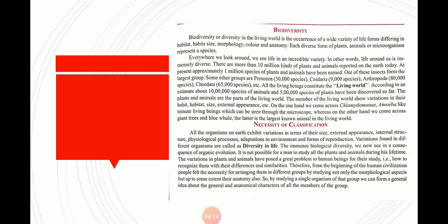There are 10 million kinds of plants and animals on this earth, 30,000 species of protozoa, 9,000 species of cnidaria, 65,000 species of chordata, and so on, which comprise the biodiversity. Hence, it becomes very difficult to study each of these organisms with respect to their anatomical, physiological, morphological, and adaptational behaviors. Therefore, a most important characteristic of living things and biodiversity is their classification. Classification helps us to arrange organisms into different groups on the basis of their similarities and differences, which makes their study simpler.